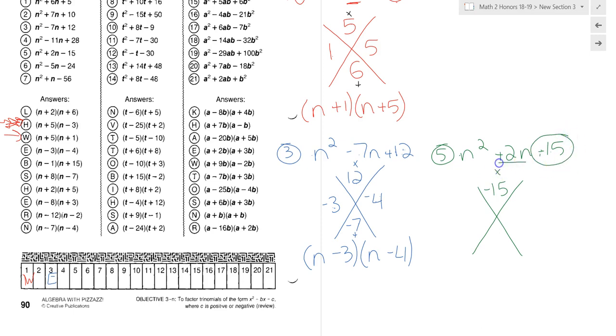+2. So now to multiply to a negative number, I need one negative and one positive. So what multiplies to 15? The first two numbers that come to my mind are 5 and 3. So you've got to think about what's positive and what's negative. If I make the 5 negative, negative 5 and 3 is negative 2, so that doesn't work. But 5 and negative 3 is positive 2. So just make sure we're watching out for those signs. So that's n plus 5 and n minus 3. And that one is H.